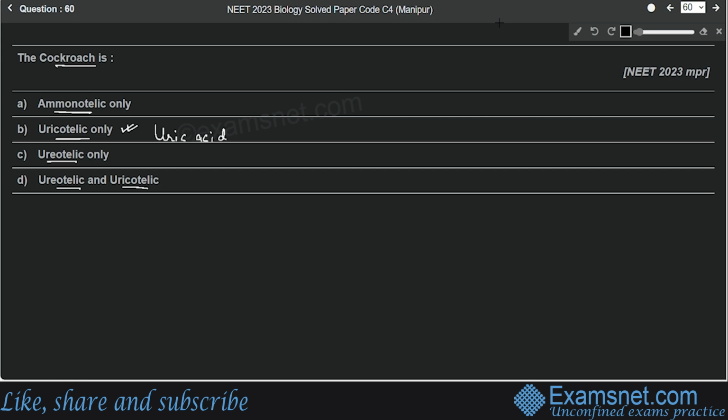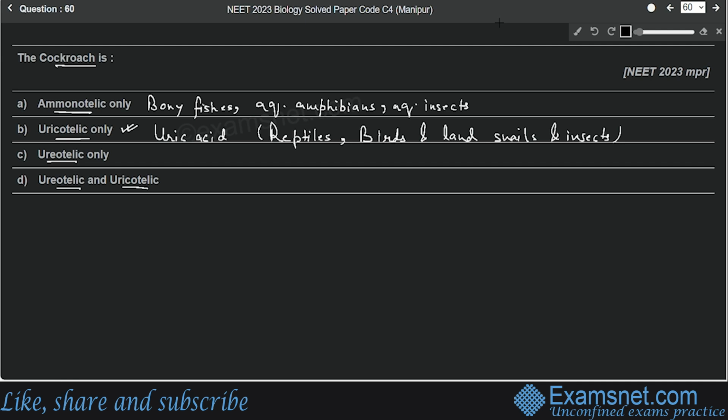Uric acid. Okay, we know that the organisms such as reptiles, then birds and land snails and insects, all of them are uricotelic. Okay, they excrete the waste product in the form of uric acid, whereas the aquatic organisms such as bony fishes, then aquatic amphibians, aquatic insects, etc. have abundant water. Okay, they have excess of water. So these are ammonotelic. That means they excrete waste in the form of ammonia.